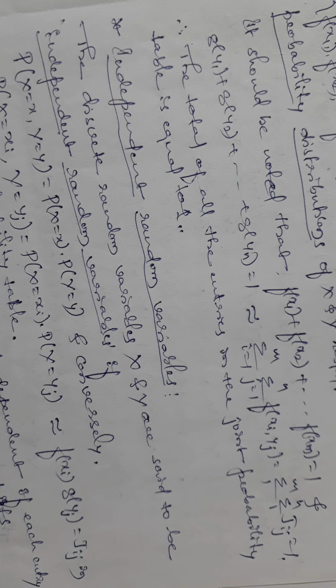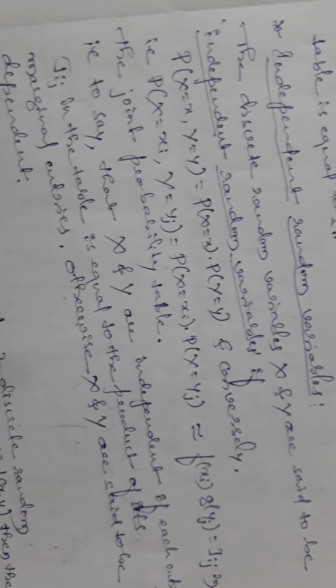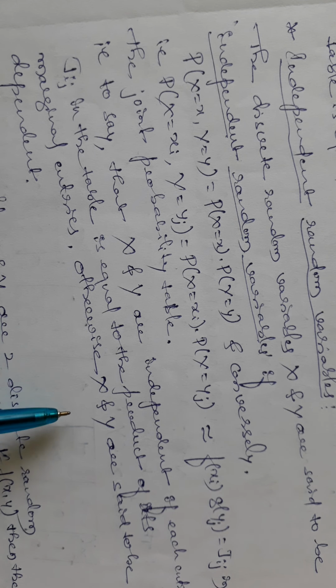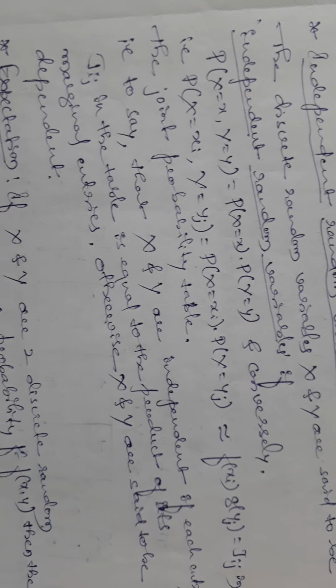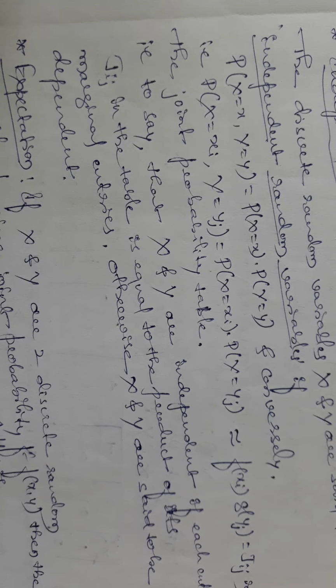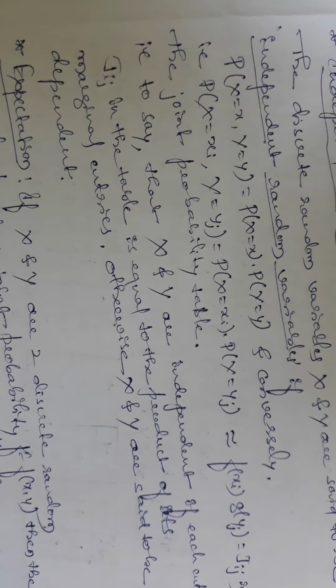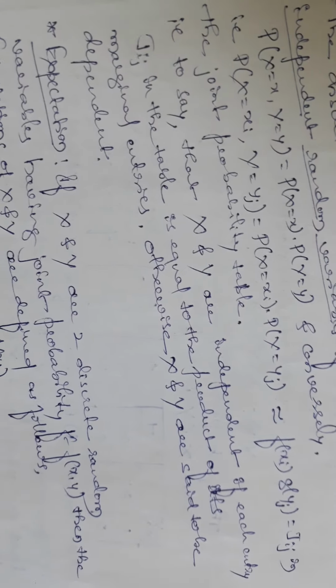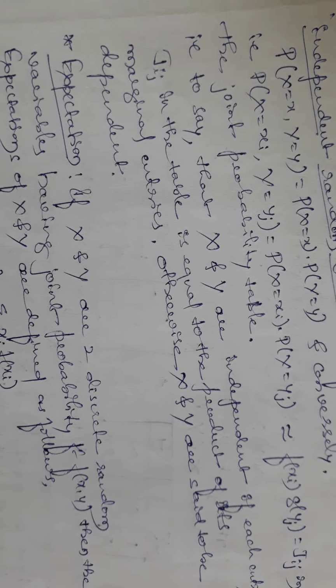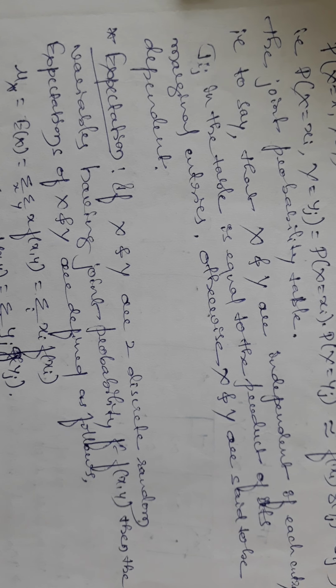That is to say that x and y are independent if each entry Jij in the table is equal to the product of its marginal entries. Otherwise, x and y are said to be dependent. Now we can have some of the formulae which will be helpful in the examples.